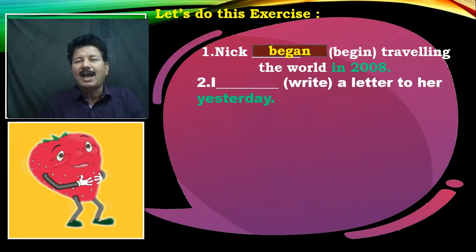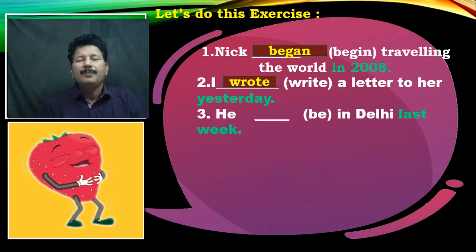So the second one is I dash a letter to her yesterday. So yesterday is a keyword for past. So we use wrote. I wrote. So now he dash in Delhi last week. It's a be form verb. So it's last week, and we have to use he was in Delhi last week.